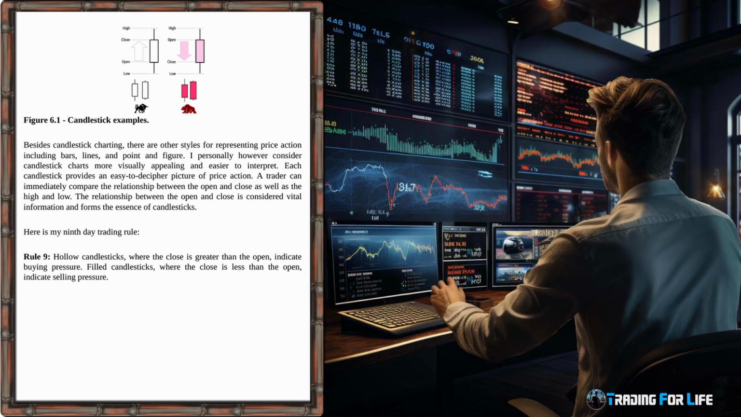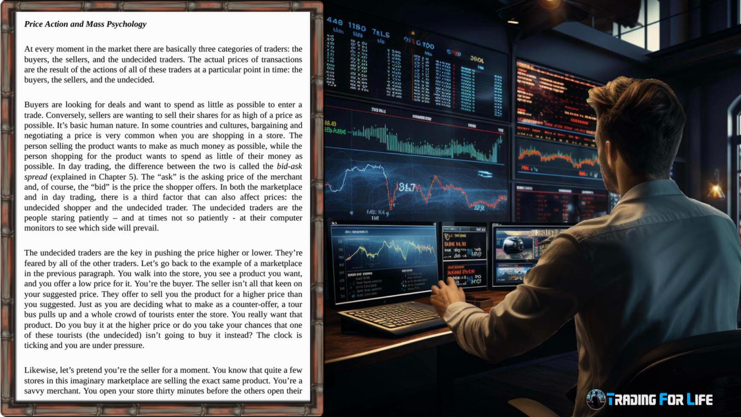Here is my 9th day trading rule. Rule 9. Hollow candlesticks, where the close is greater than the open, indicate buying pressure. Filled candlesticks, where the close is less than the open, indicate selling pressure. Price action and mass psychology.